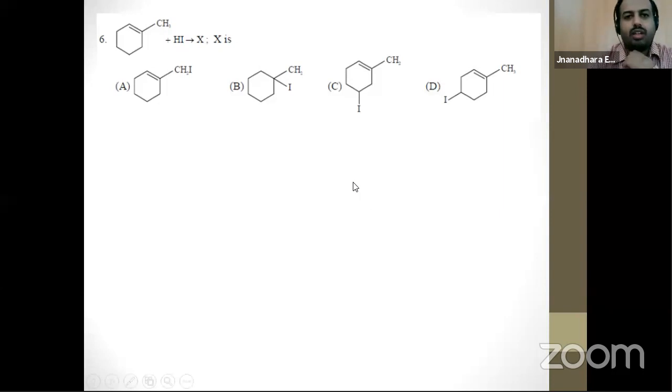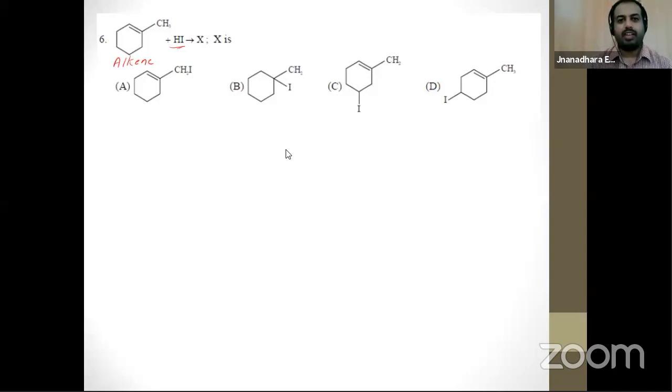Yeah. Question number 6. Here you have an alkene made to react with a halogen acid, HI, and you have to predict what the product is. Let me see if I'm getting any chat responses here. Okay, B is suggested, A is suggested. Okay, good. A and B are the two options suggested.